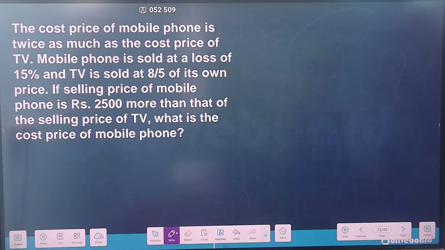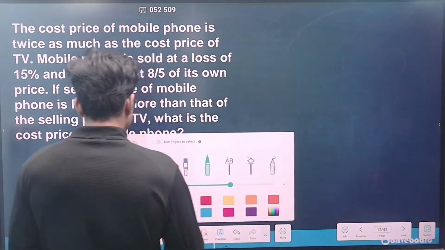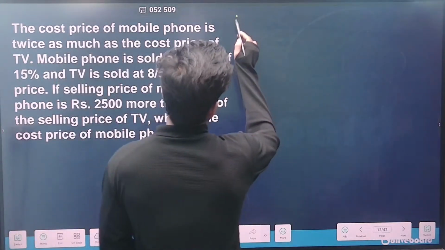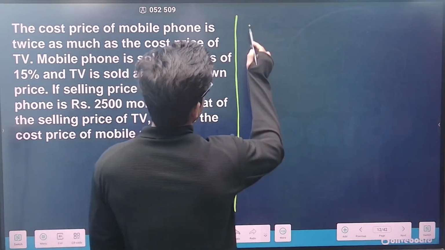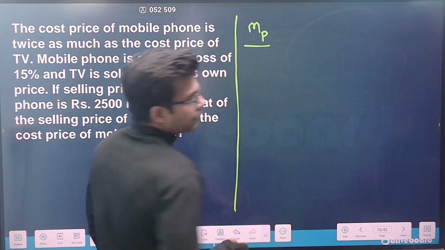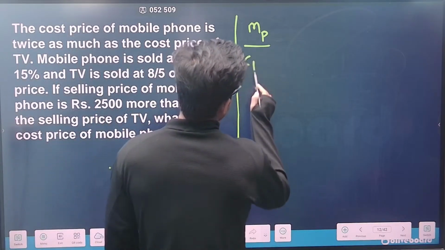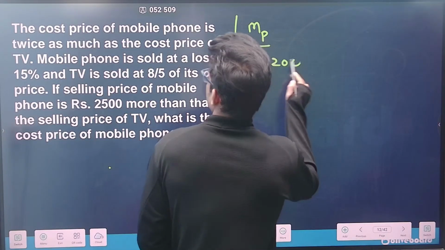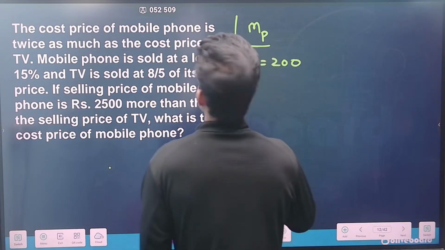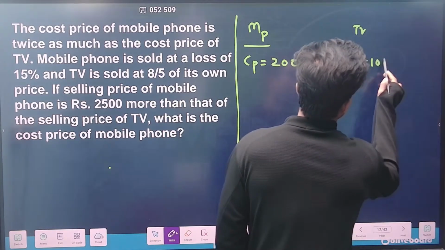Let me make you solve, okay? So the cost price of the mobile phone is twice. So let us assume the cost price of the mobile phone. If I assume the cost price of the mobile phone is twice, it means I have two segregations here. So if I assume the cost price, it would be 200. The cost price of the TV would be 100. No worries, okay, 100. Fine.